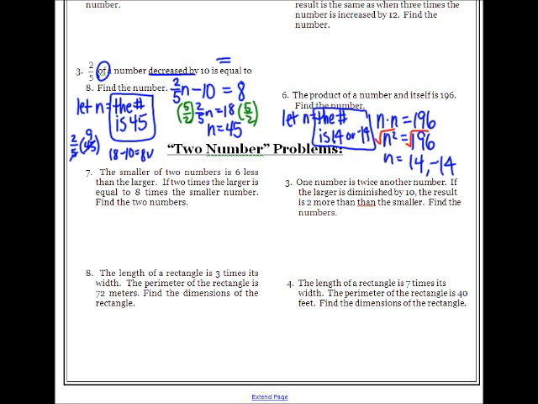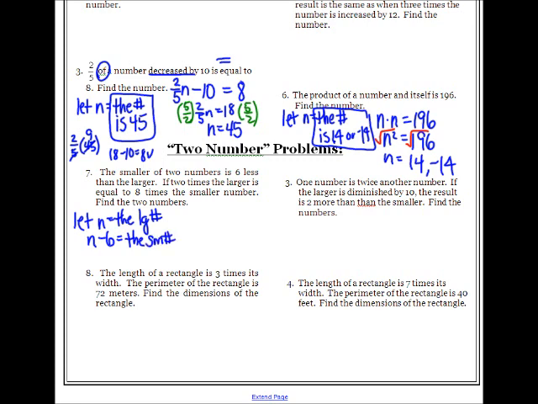So in this case, if I look at the first sentence, it says the smaller of 2 numbers is 6 less than the larger. I know something about the smaller. I know it's 6 less than the larger. So I'm going to let n equal the larger number. And that means that the smaller number, it's 6 less than the larger. So that's the smaller number.